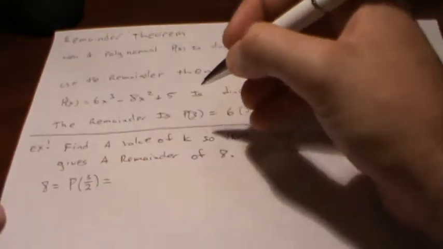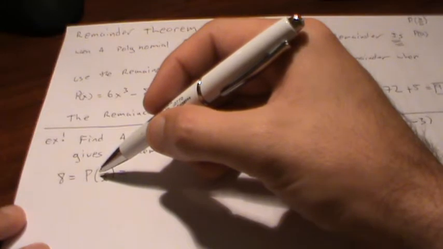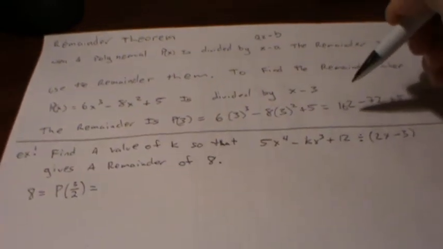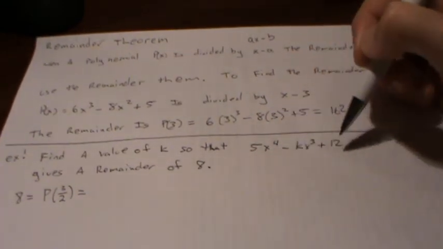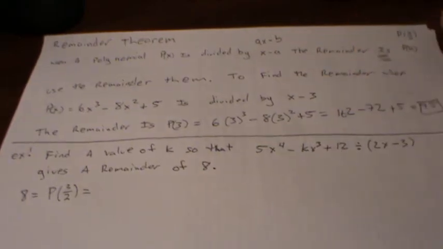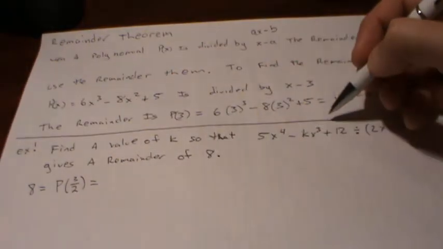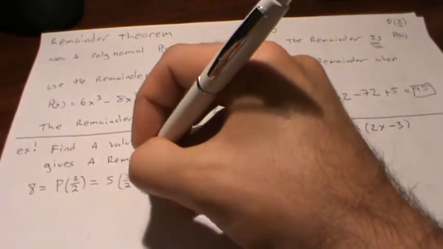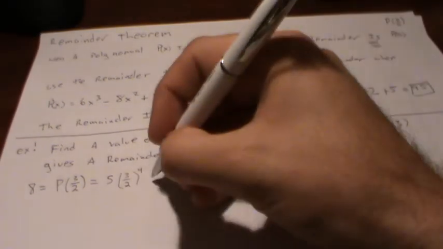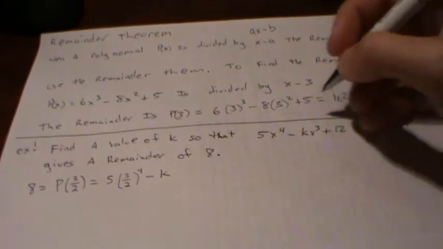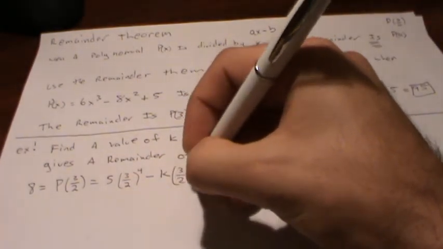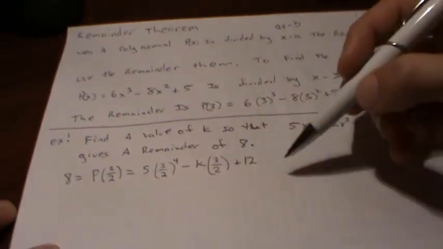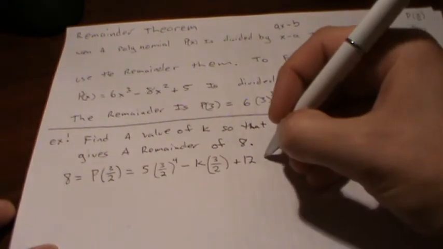One last thing though: what is p of 3/2? Well, p of 3/2 is simply you take the polynomial and you evaluate it at 3/2. So I write that down over here. I'll take this polynomial, 5 times 3/2 to the 4th, minus k times 3/2 to the third, plus 12, and this is actually equal to 8. Still equal to 8.